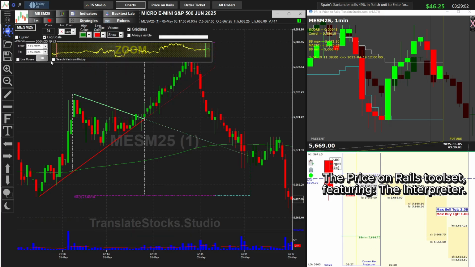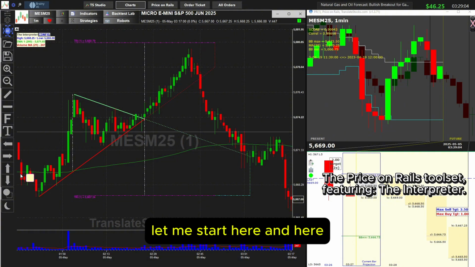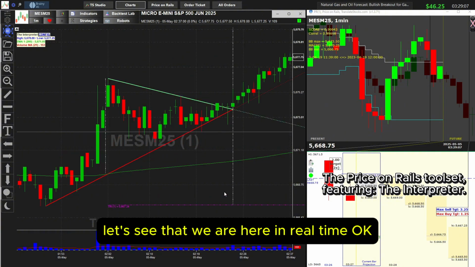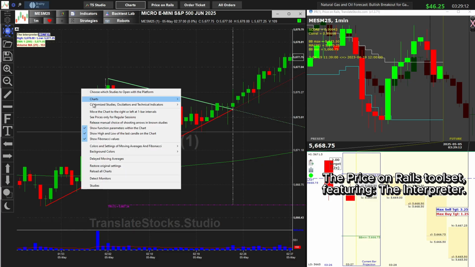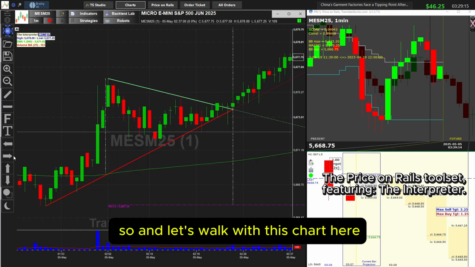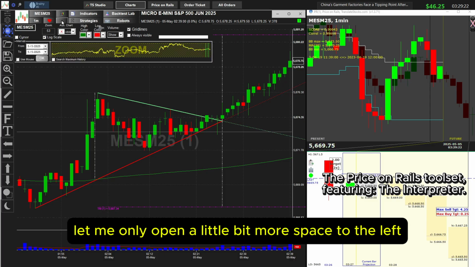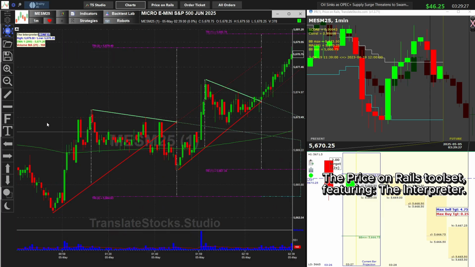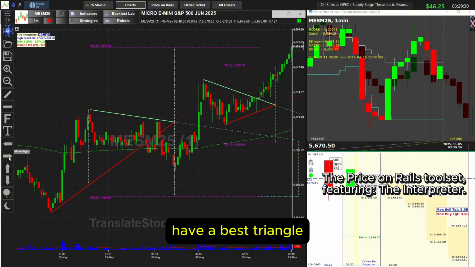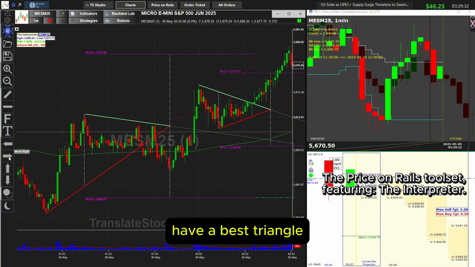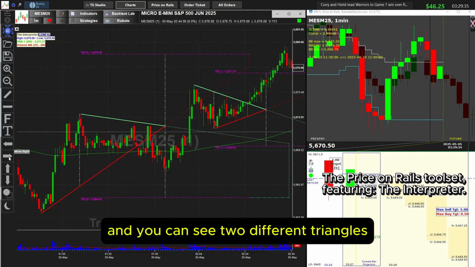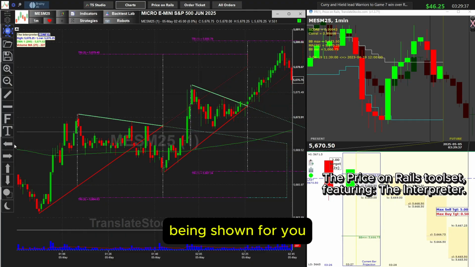Let me show you. Let me start here and here. Let's see that we are here in real time, okay? And let's walk with this chart here. That's what you see. Let me open a little bit more space to the left. Okay. We have a past triangle, and you can see two different triangles being shown for you.